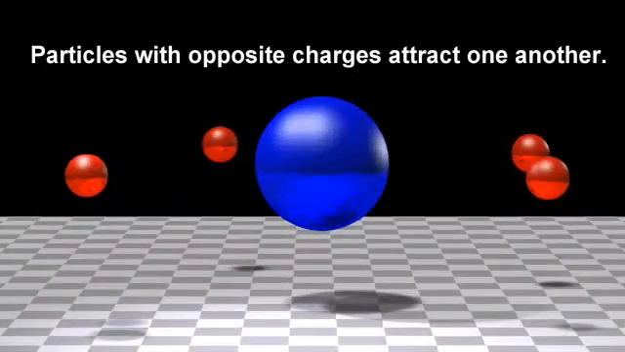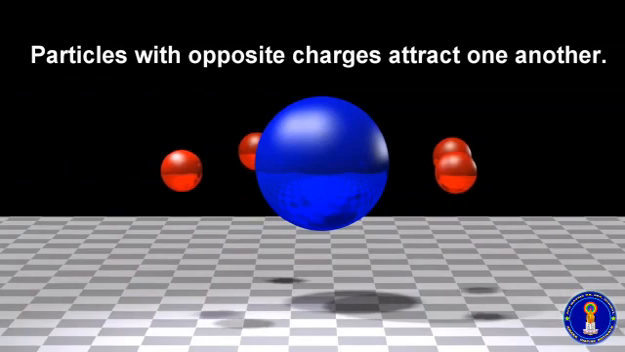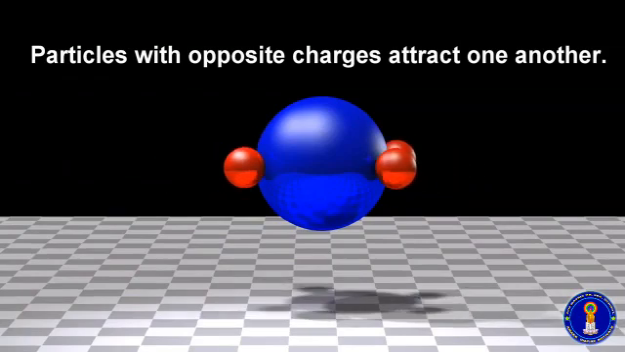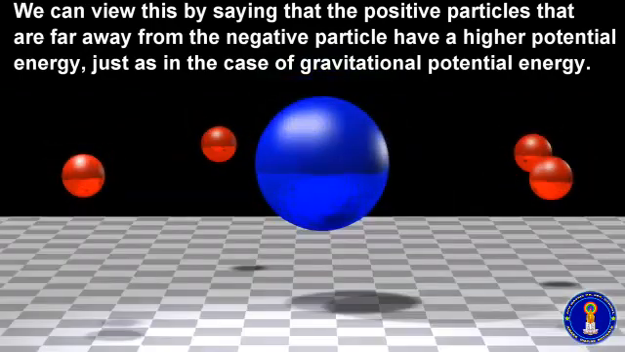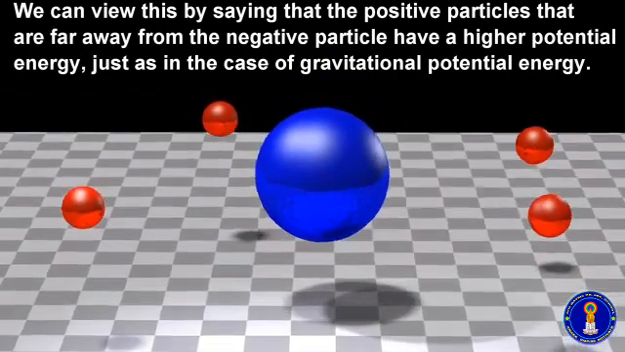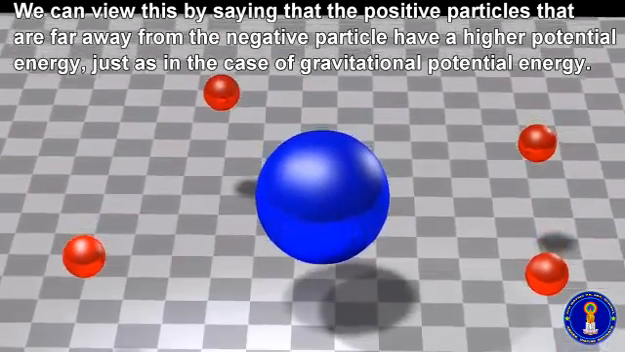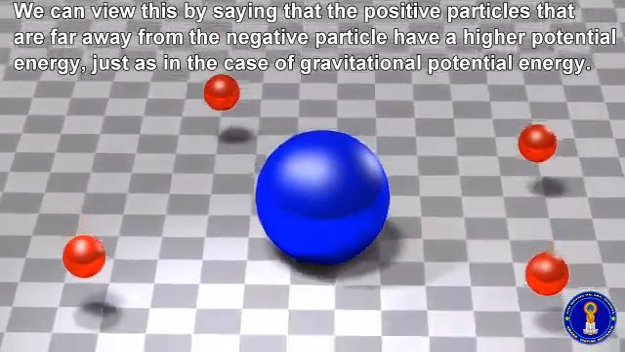Particles with opposite charges attract one another. We can view this by saying that the positive particles that are far away from the negative particle have a higher potential energy, just as in the case of gravitational potential energy.